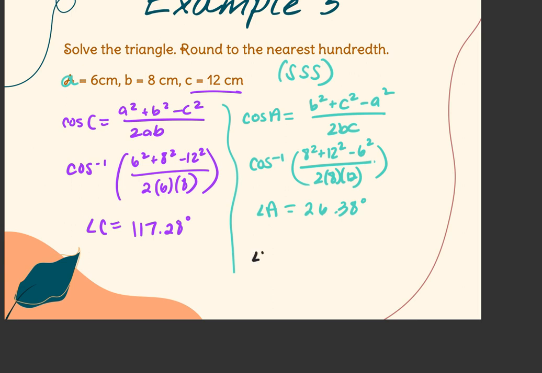And then angle B is the last one. You could find it a couple different ways. One, do 180 minus the other two. So 180 minus 117.28 minus 26.38. And that's 36.34. That's the fastest way.